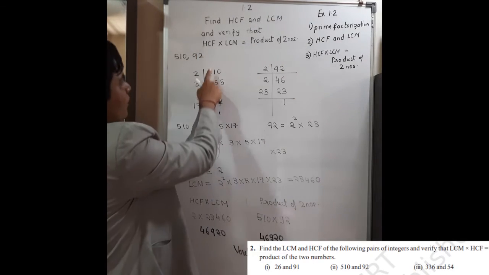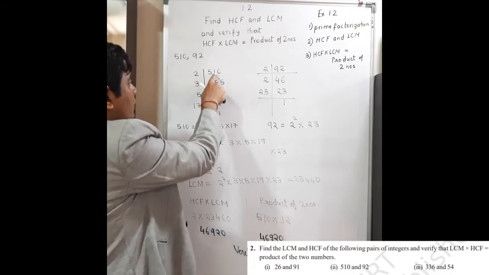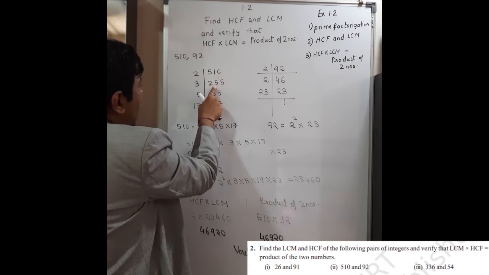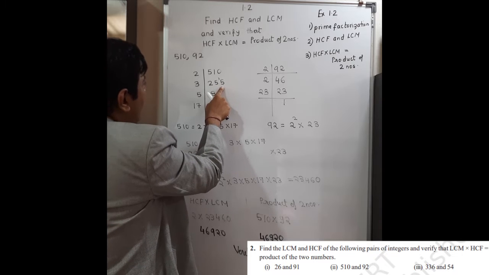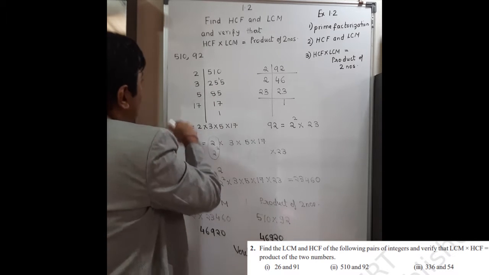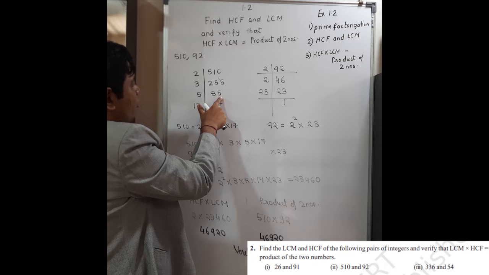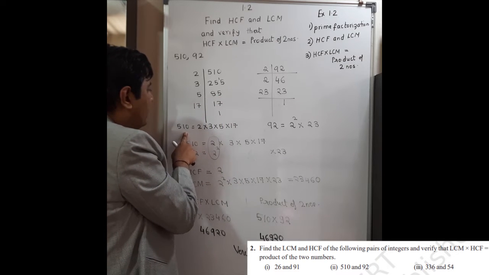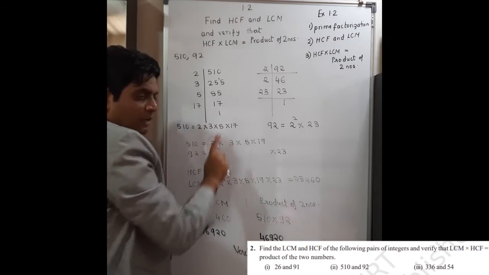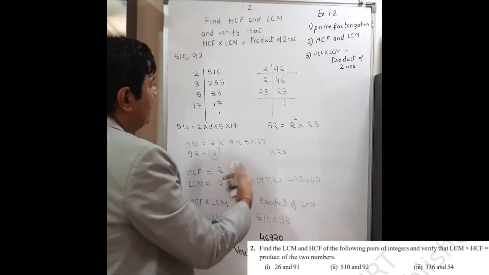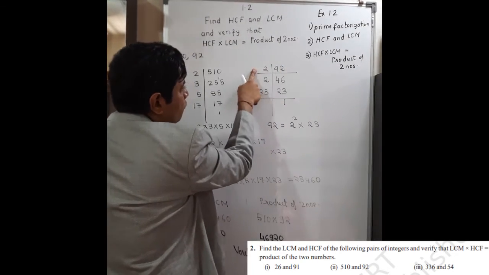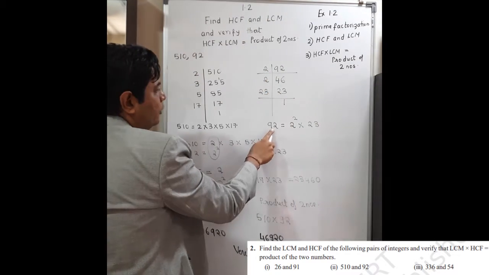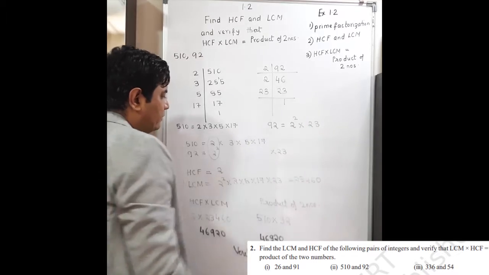What is the step? First you will do the prime factorization of 510. 2 2s are 4, 1, 2 5s are 10, 1, 2 5s are, so 255. Next 3 8s are 24, 5 17s are 17 1s are, so 510 is 2 into 3 into 5 into 17. Okay. Next is your 92. So 2 46 are, 2 23s are 23 1s are, so 92 can be written as 2 square into 23.